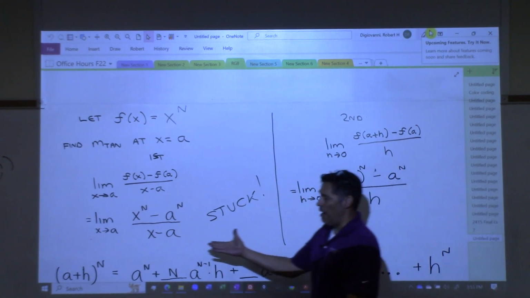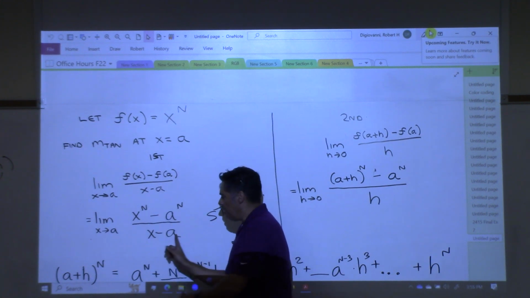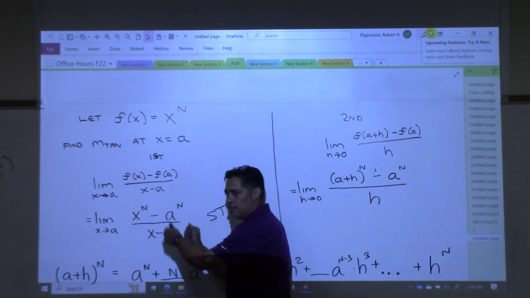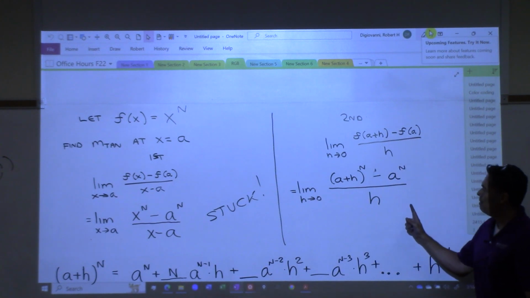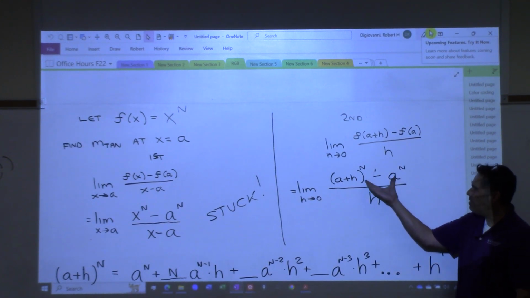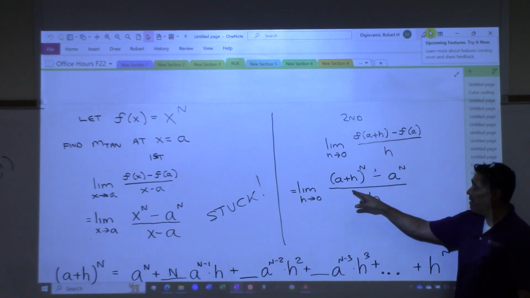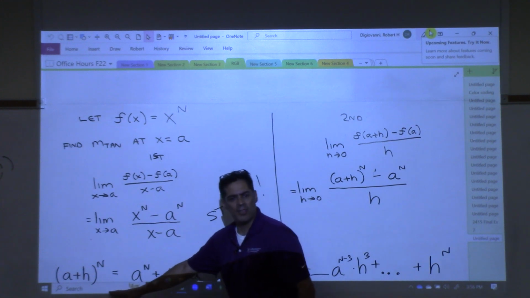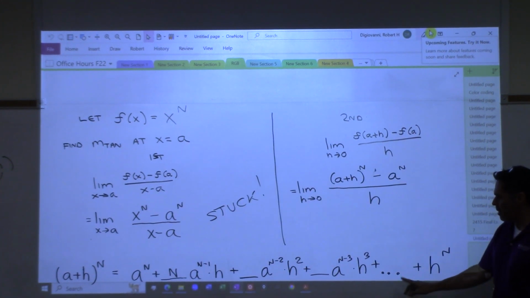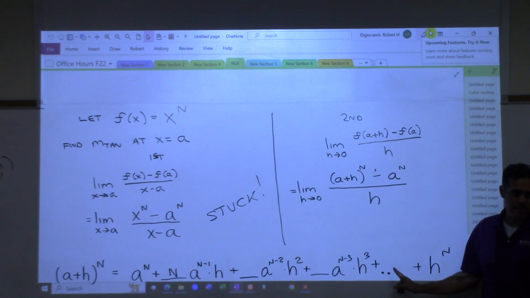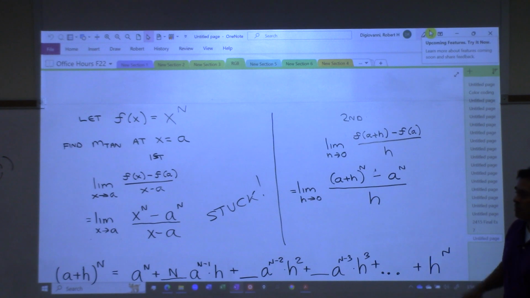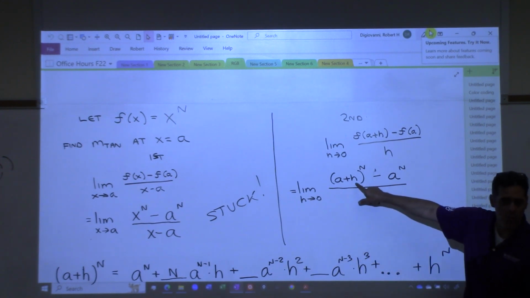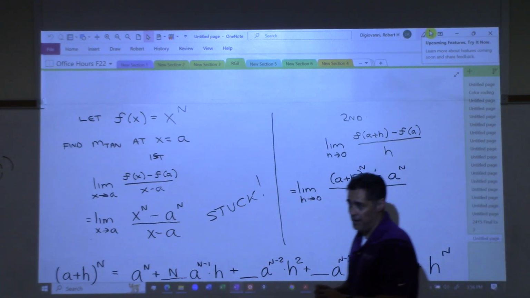Now with the first definition we were stuck. Can't do anything to the top, trying to get the x minus a to cancel. Here, I still can't look at this as a difference of powers of n, but do we know what a plus h to the n is? Well, kind of. We know some of it. This is what it looks like. There was a bunch of dot, dot, dot in there that I didn't know. But I can at least say this much, can't I? So I'm going to use this now. Keep in mind, everything I have right here is just the top left corner of this. So let me write it out.